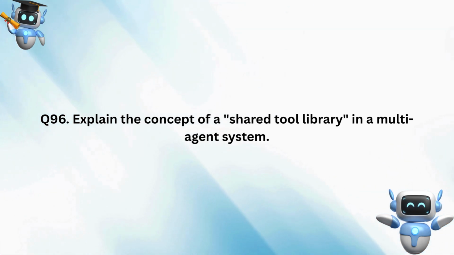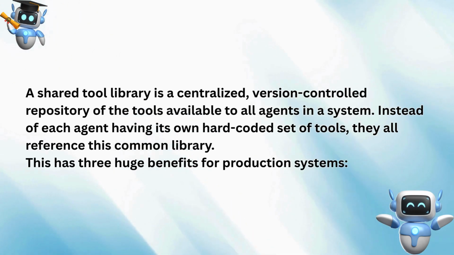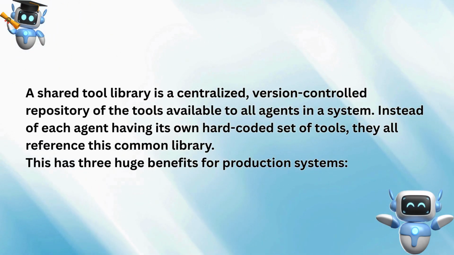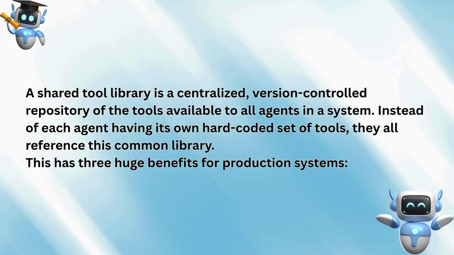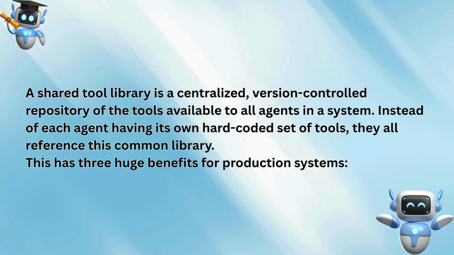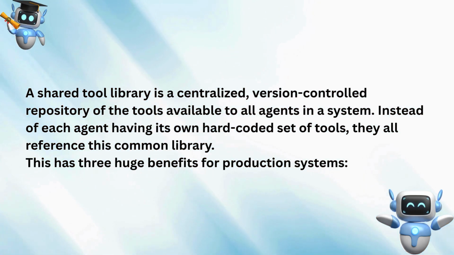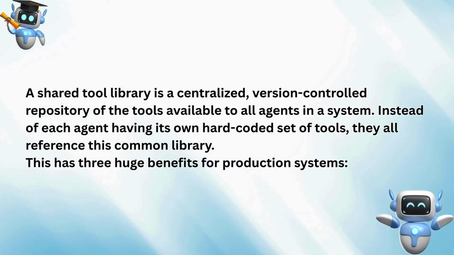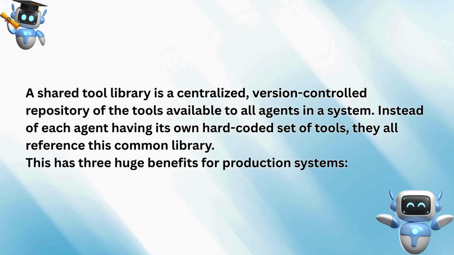Explain the concept of a shared tool library in a multi-agent system. A shared tool library is a centralized, version-controlled repository of the tools available to all agents in a system. Instead of each agent having its own hard-coded set of tools, they all reference this common library. This has 3 huge benefits for production systems.